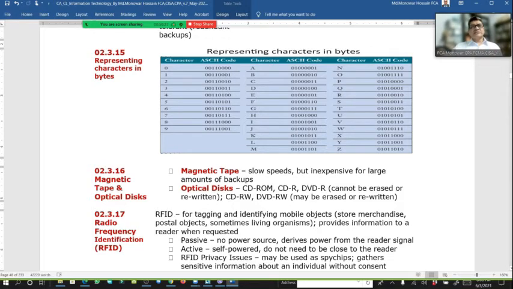So look here, representing characters of bytes. ASCII code, that means character 0, the ASCII code is this one, 0011 1111, and so on. Character A has this ASCII code. We will discuss later what the ASCII code is.